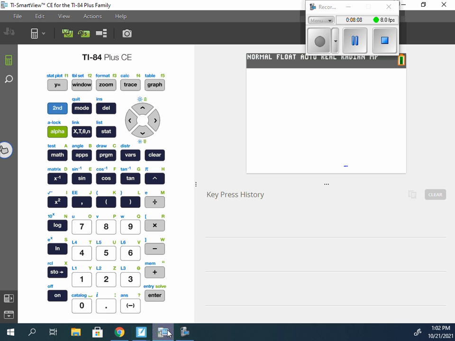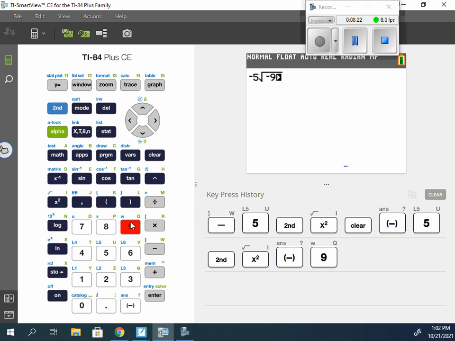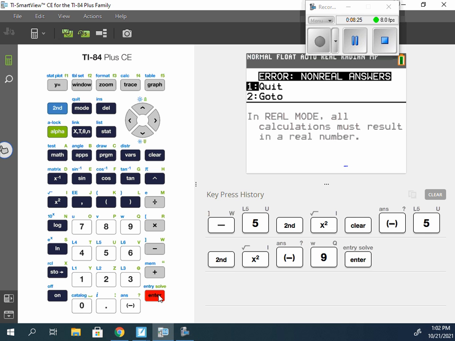So what we can do is we can pull up the graphing calculator and say negative 5 times square root of negative 9. And when we hit enter, it tells us the answer. Well, in what kind of mode? Real. Is the answer that we're going to get going to be a real number? Well, it's going to have what part? It's going to have an imaginary part, so it's not real, correct?